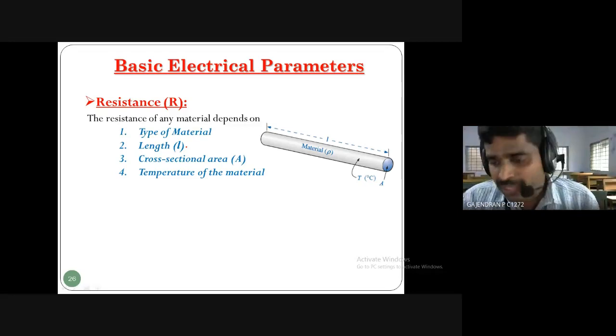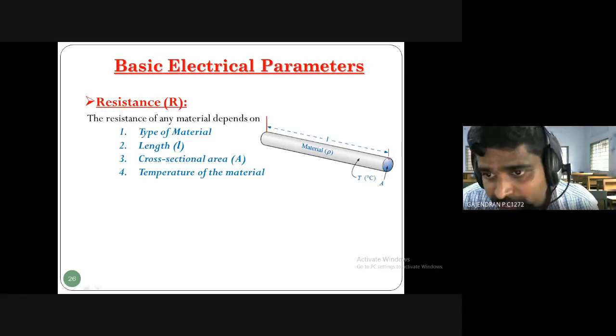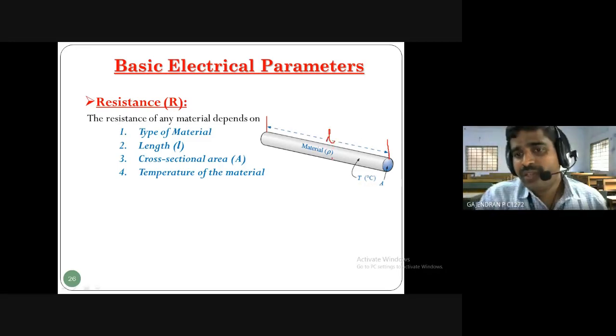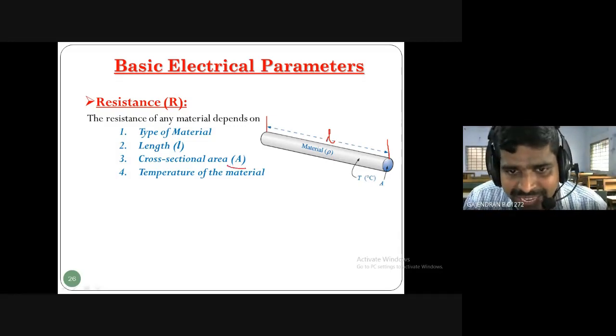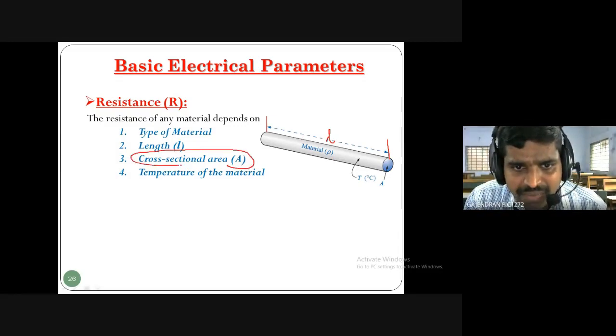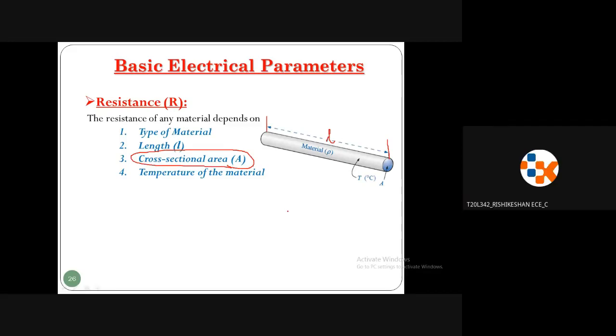In the diagram, how do they mention this L? From this edge to this edge. Very good. With the small letter l. Okay? Is it clear? Then, what is A? Cross-sectional area. What does it mean? Cross-sectional area means what?